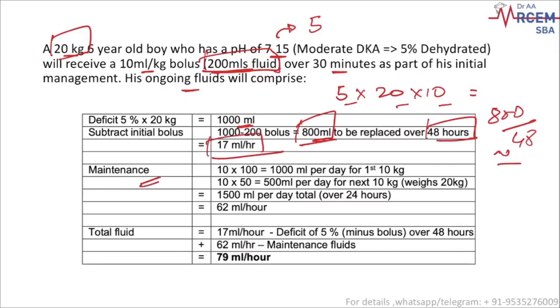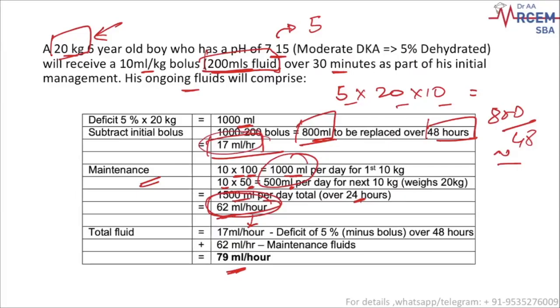What is the maintenance? Maintenance is for his 20 kgs. First 10 kgs into 100, it becomes 1000 ml. Next 10 kgs you multiply by 50, it becomes 500 ml. You add up everything, it comes to 1500 ml. Divide by 24, it comes to 62 ml per hour. So you add the 17 ml you have got here and the 62 ml you have got here. So the total infusion that you are giving is 79 ml per hour.